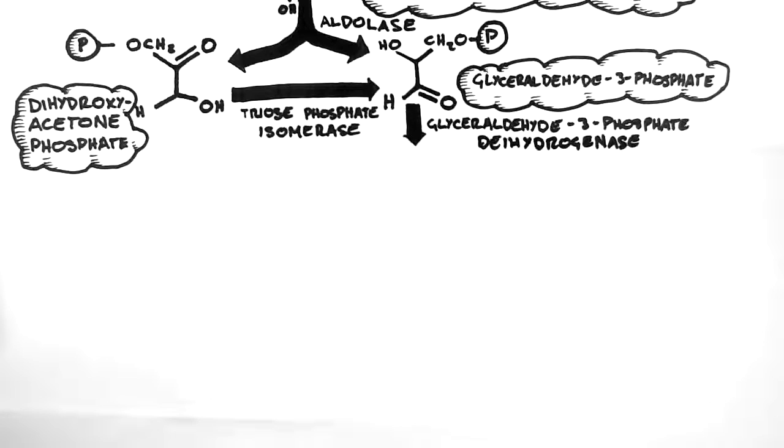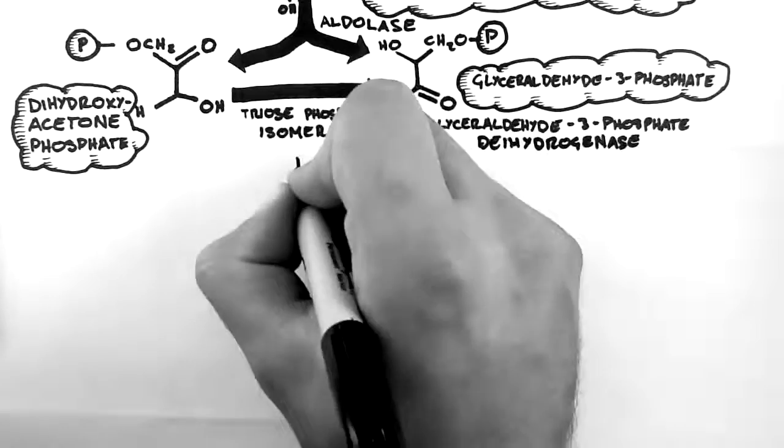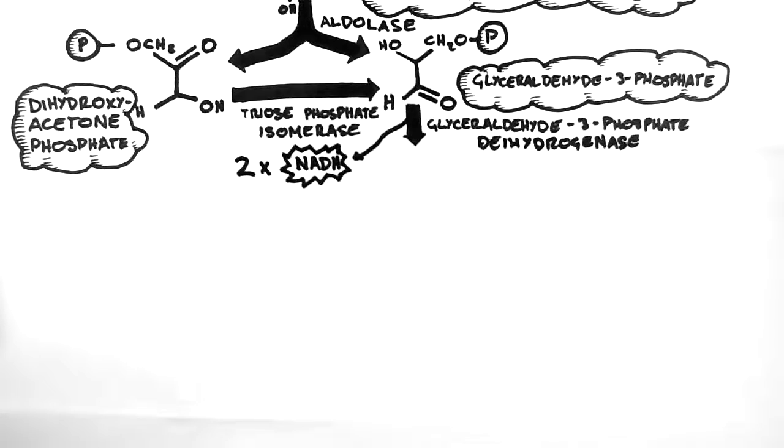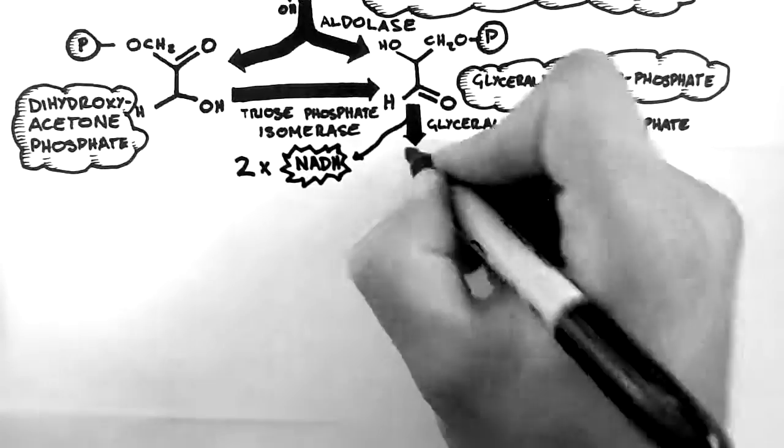The dehydrogenases move a hydride ion, that is H-, onto an electron acceptor such as NAD+ or FAD. This is what happens here, creating two NADH. There are two molecules of NADH created because one glucose molecule created two glyceraldehyde 3-phosphate, one from the aldolase reaction and one from the triose phosphate isomerase reaction.